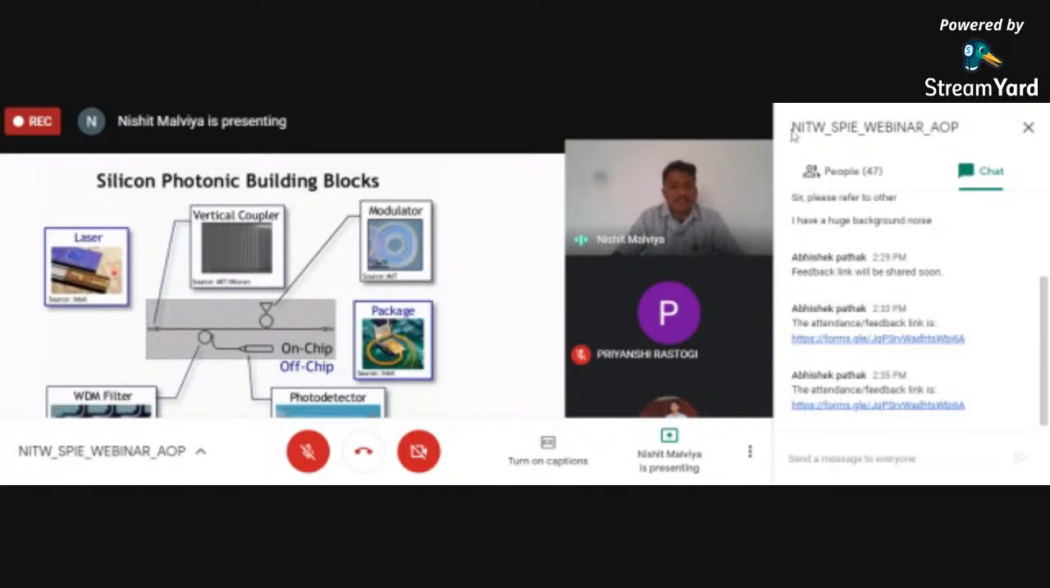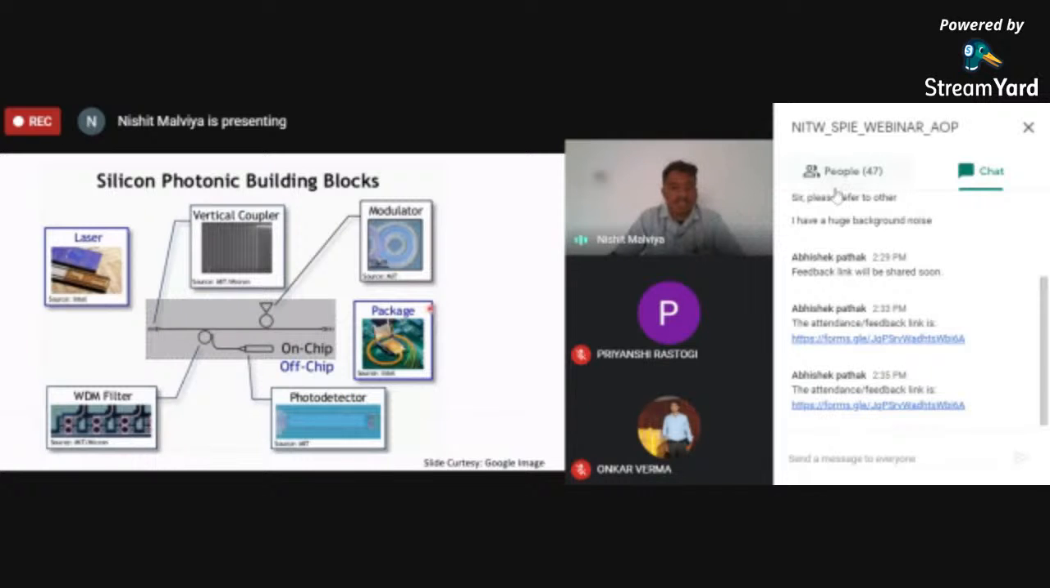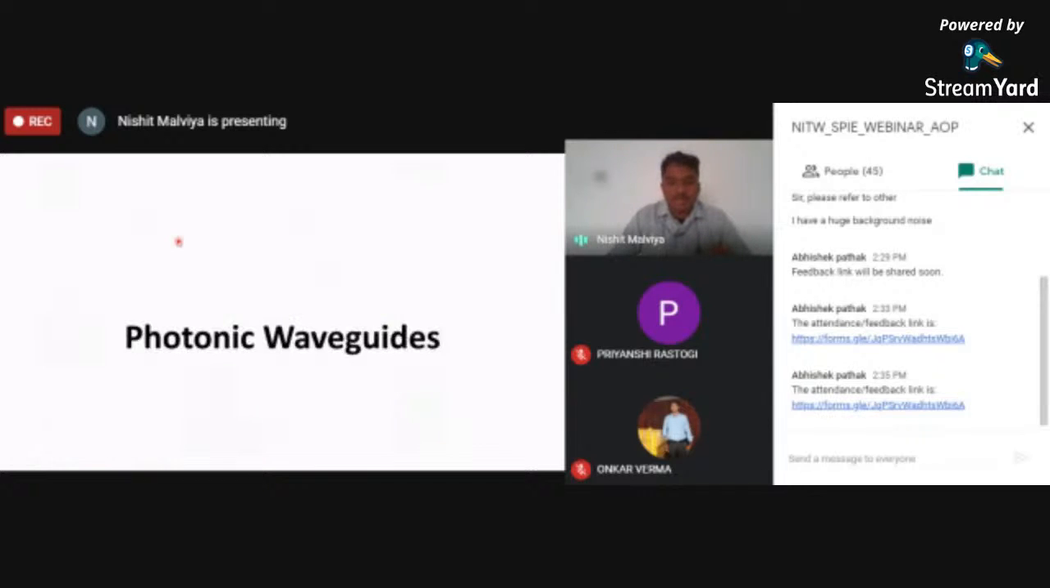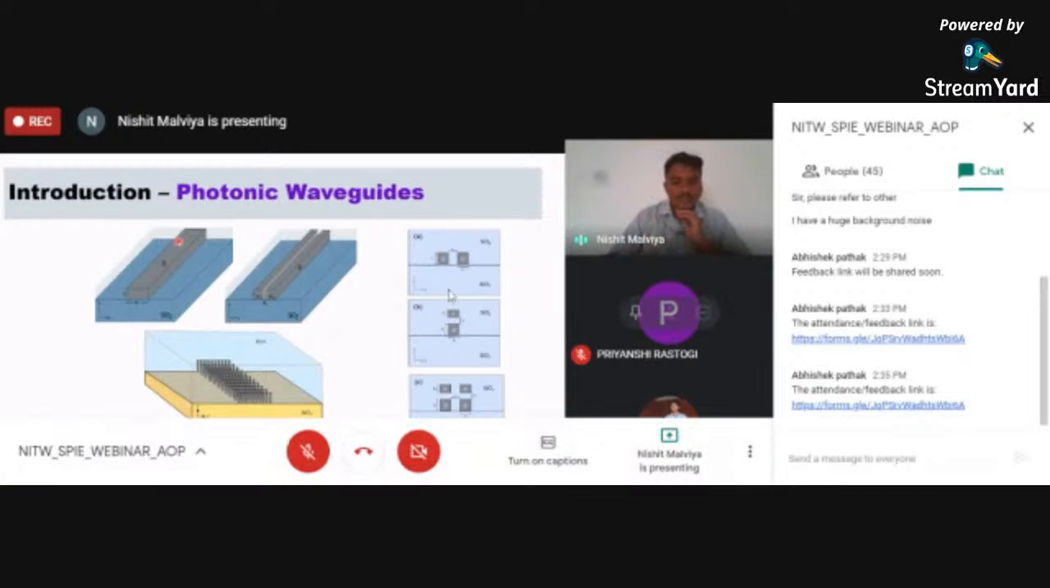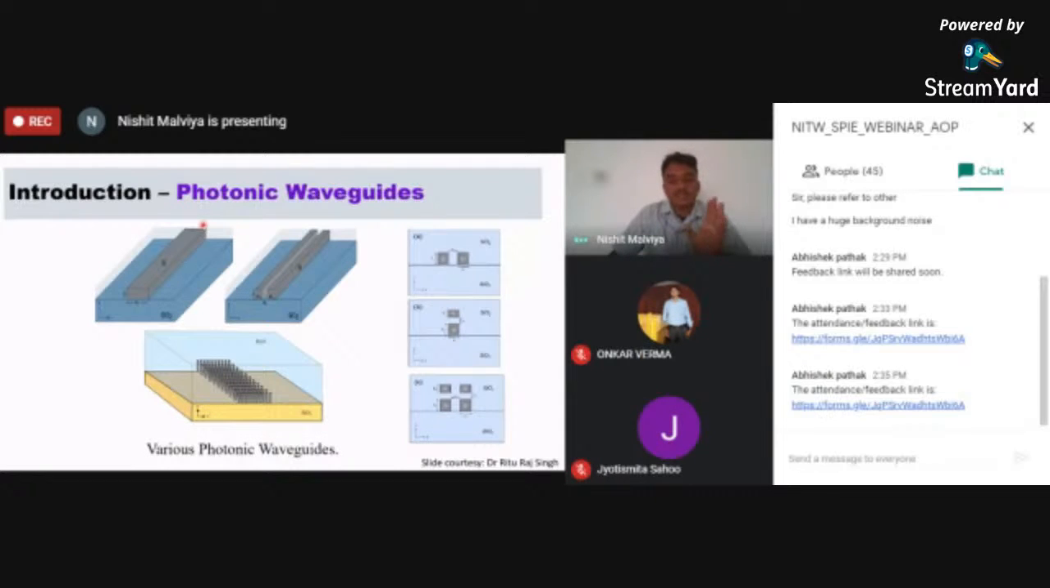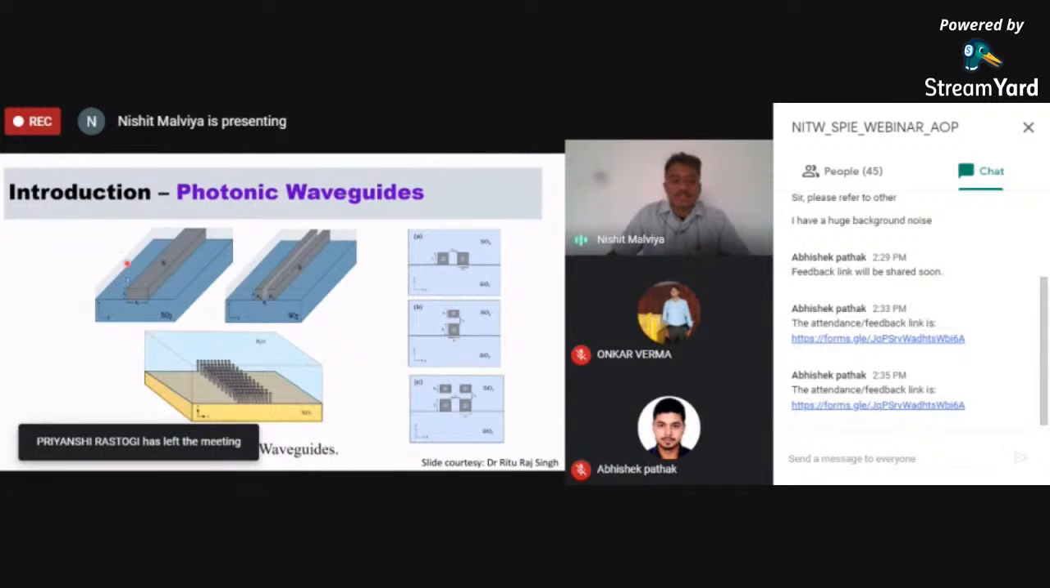There are different building blocks like a laser, vertical couplers, modulator, other connectors, and WDM filters. These are the components, and different components together make up silicon photonics. All of these components have one thing in common: optical waveguides. So what are optical waveguides, or photonic waveguides? Here I introduce what we study in our textbook. These are our fundamentals.